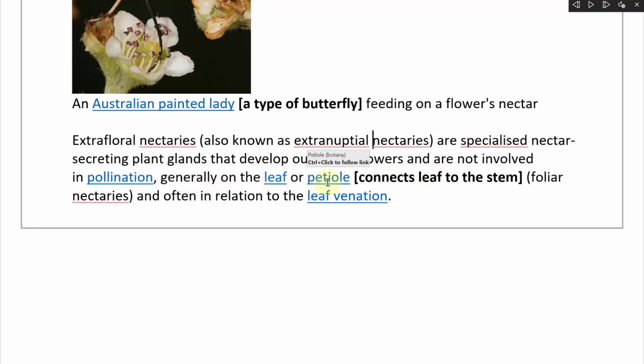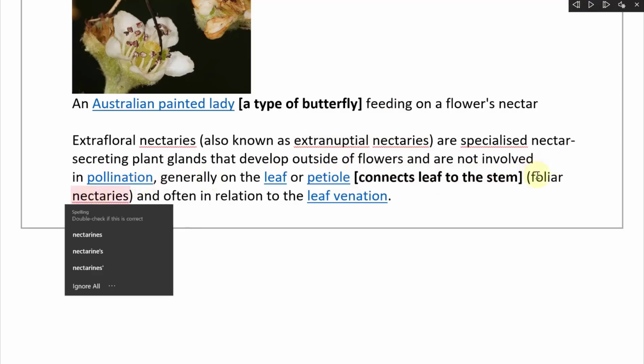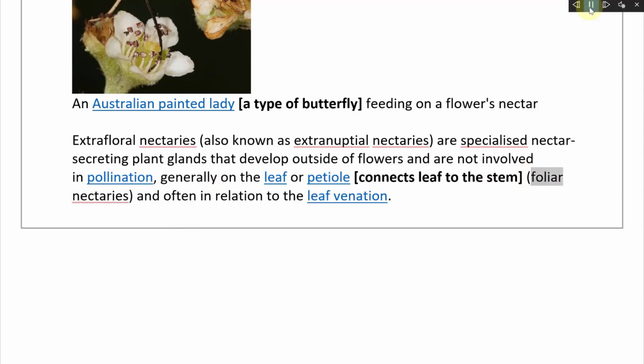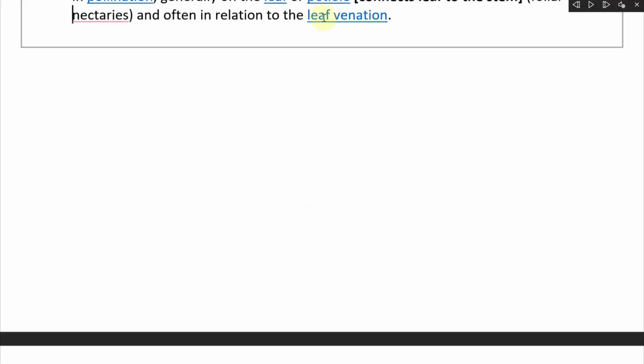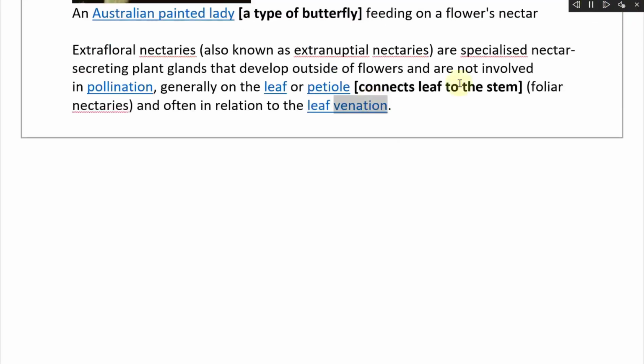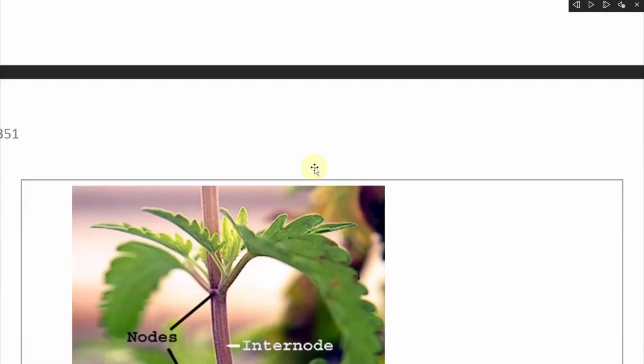They are generally on the leaf or petiole, which connects leaves to the stem. Yeah, and these on the petiole or leaves are called foliar nectaries, and often in relation to leaf venation. See the pronunciation here, leaf venation.